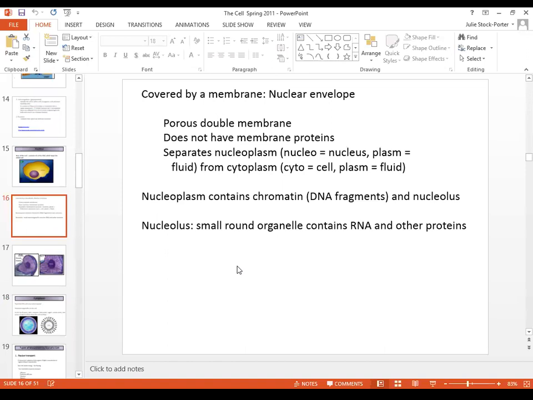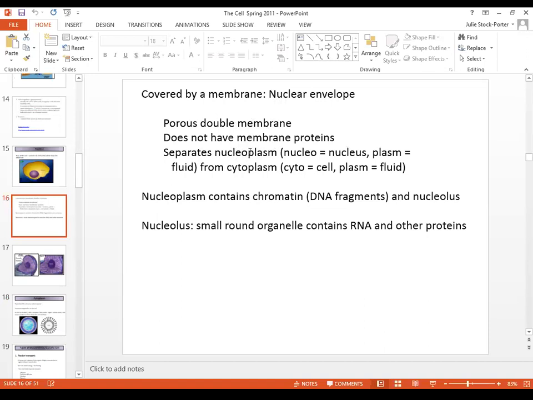So the nuclear membrane, nuclear, will always refer to the nucleus. Anything that says nuclear, remember we looked at the nucleic acids, which are the DNA and RNA. Nuclear is always the nucleus. It's different from the cell membrane because it has a porous double membrane. It does not have the membrane proteins. And it's there to separate our nucleoplasm.